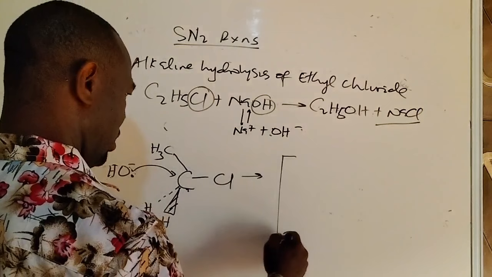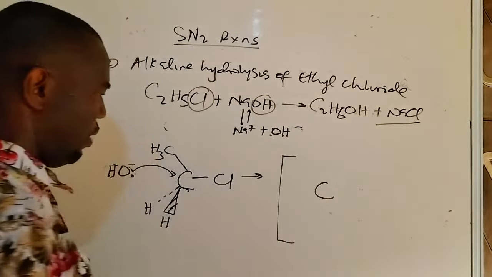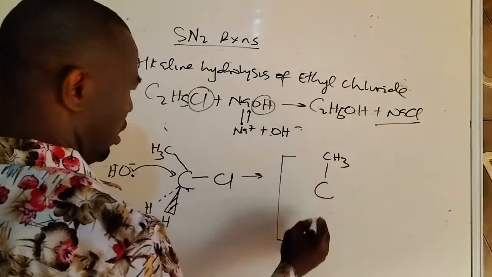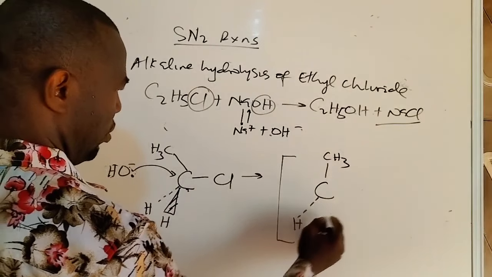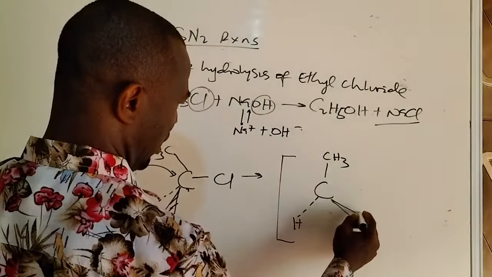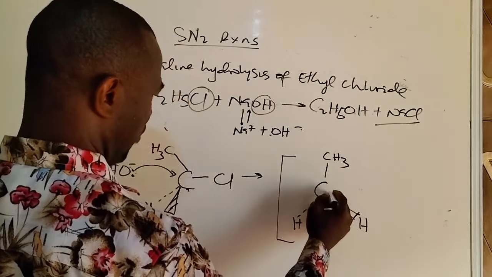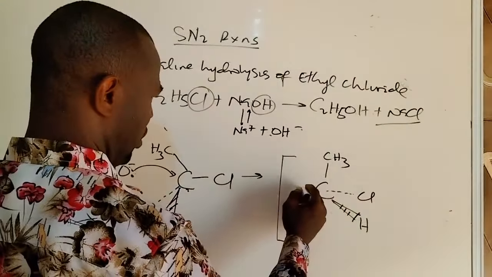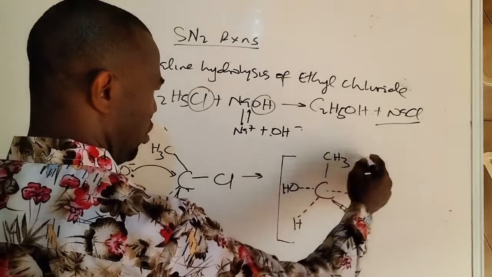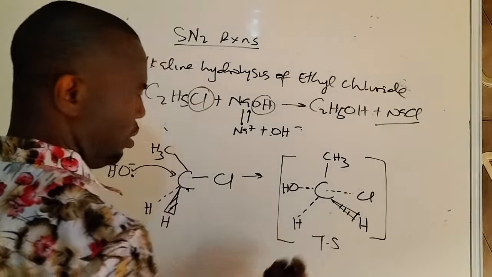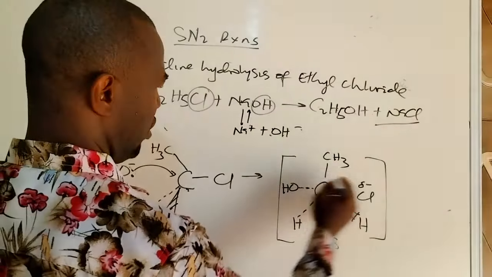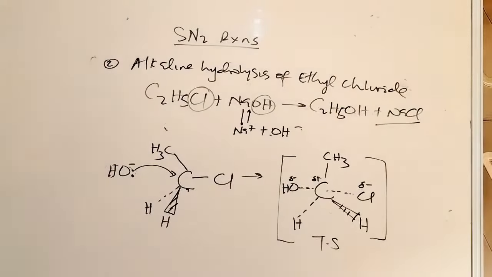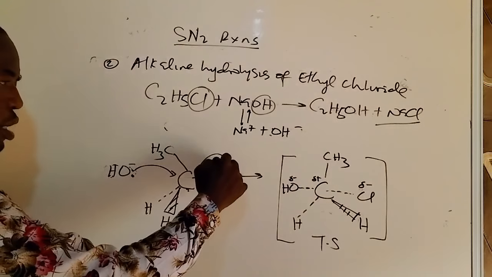In the transition state, we have carbon at the middle, then we have CH3 up there, then down we have hydrogen, then the wedge carrying another hydrogen, then a bond. This bond is broken partially, while this bond is formed partially. So this is the transition state. You can see that this is partial negative, partial negative, partial positive. So this is the leaving group. It's leaving, so I have to show that it's going out.